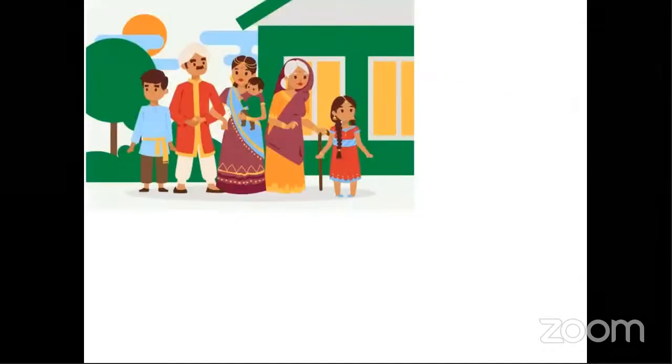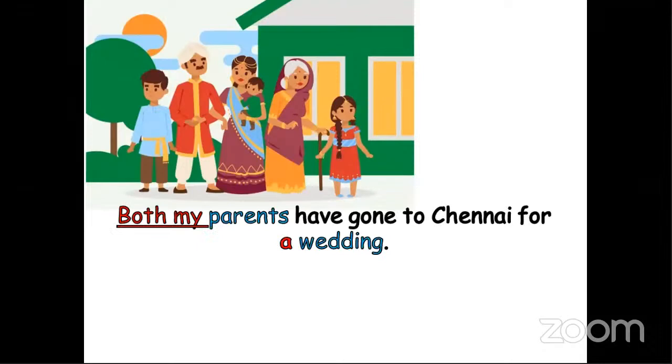So if we have a sentence as, both my parents have gone to Chennai for a wedding. In this sentence we have both and my, specifying the same noun, parents. We have another determiner, a, for the noun wedding. So this is okay. One determiner is specifying one noun over here. But what about in this case, both my parents? We have two determiners specifying a noun.